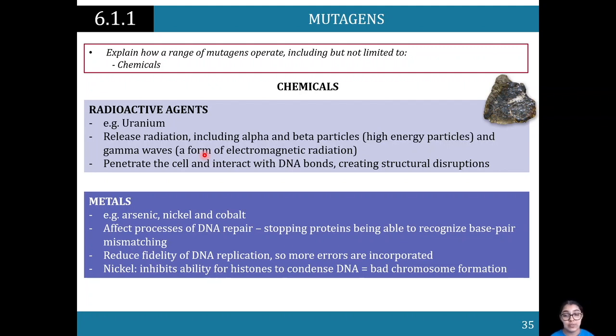And nickel especially inhibits the ability for histones to condense DNA. Histones are really important because that's where DNA is wrapped around, and they essentially protect our DNA. If nickel affects the ability for histones to condense that DNA and protect it, it can lead to the chromosomes being in a bad formation, and that can of course affect the protection of the chromosomes.